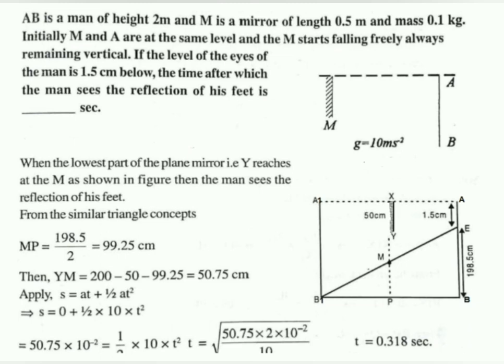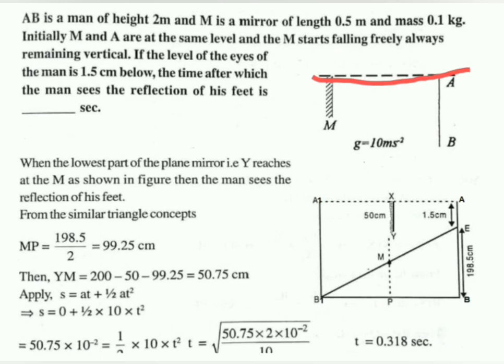Okay, try to understand the question first. They have given you that a mirror and a man are at the same vertical position. This is the head of the man, A, and this is the top part of the mirror. The mirror is left to fall freely. And they are asking you for what time the man would see his feet in this reflection, that means in the image. So first we'll make the ray diagram and then we will go for the calculation.